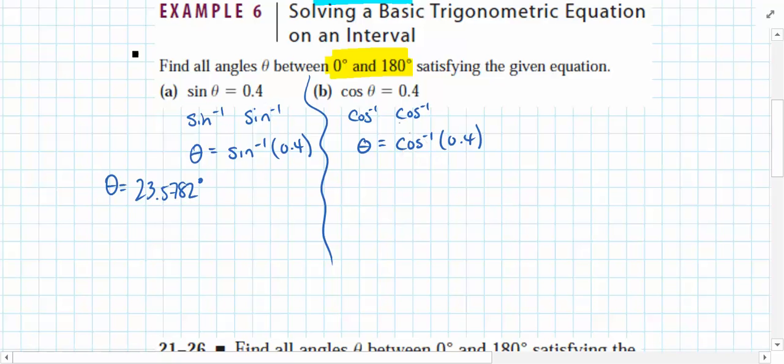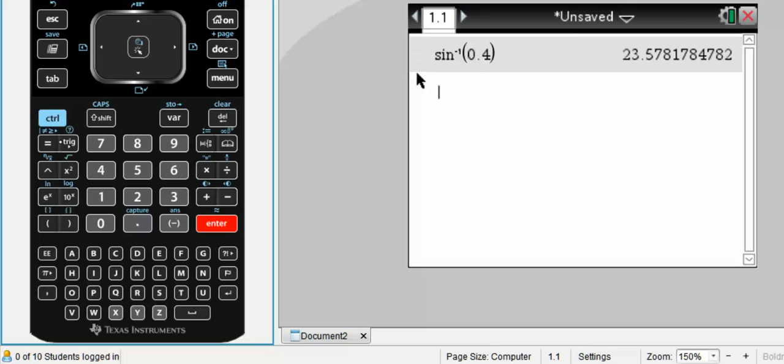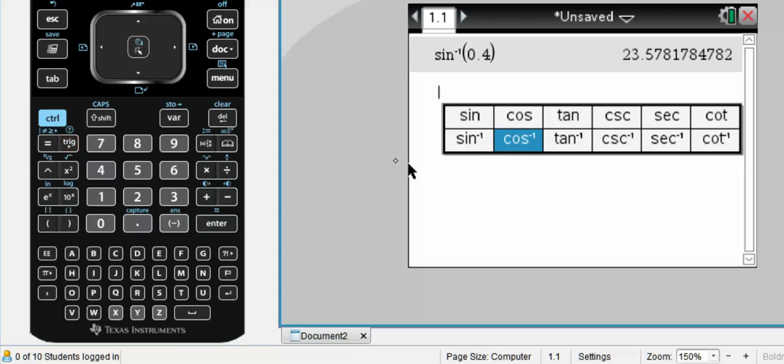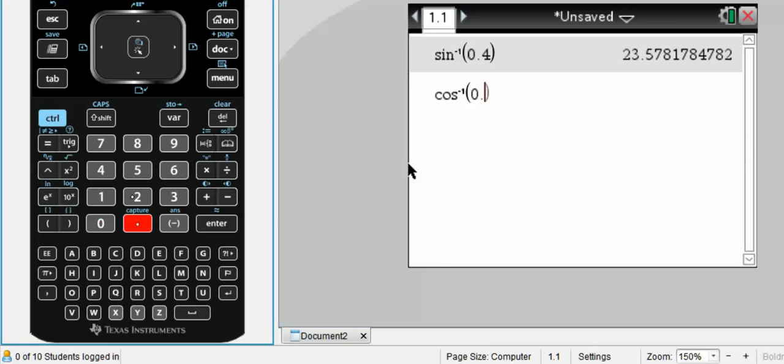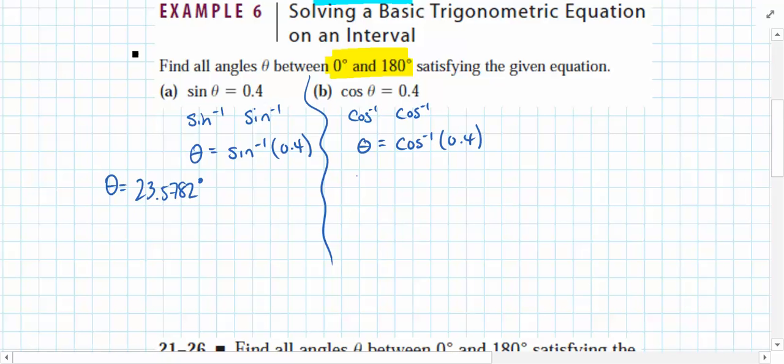Let's take a look at the result for cosine. Cosine inverse, evaluated at 0.4, returns a result of 66.4218. Theta is equal to 66.4218. Now again, that's one solution. There might be more between 0 and 180 degrees.